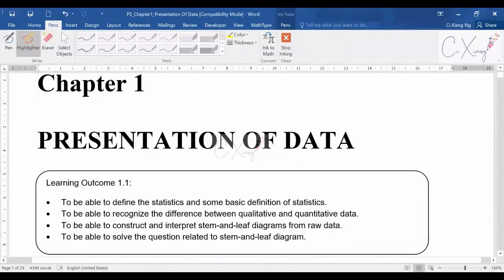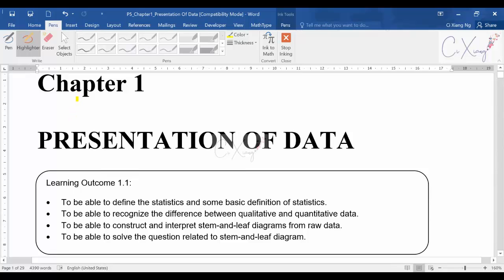Alright, so students, let's start with our very first lesson for statistics paper. For statistics, we're having 5 chapters. So now we're at chapter 1, the presentation of data. For presentation of data, it is a long chapter, but in the exam, usually they will ask you maybe for one question only, but the chapter is a bit long for this one.